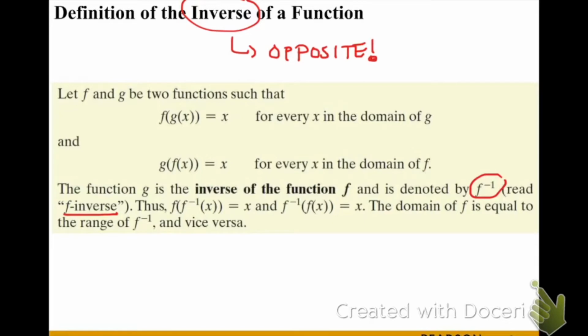Thus, f of f inverse of x will equal x, and f inverse of f of x also equals x. Which is another way of saying that these two functions will just undo each other's operations, leading us back to the original variable of just x. One thing to also note here is that the domain of f is equal to the range of f inverse, and vice versa. This just means that the domain and range of the original function is switched for the inverse of the function.